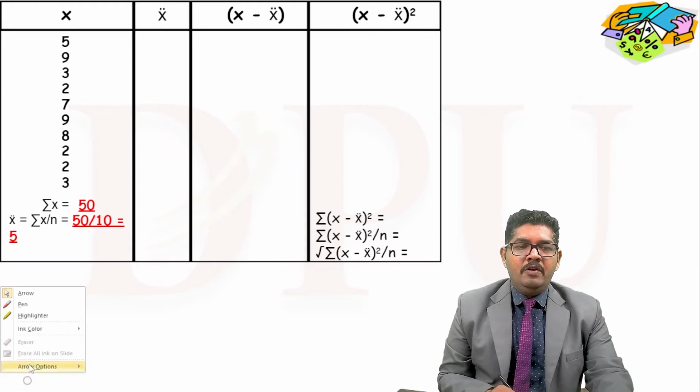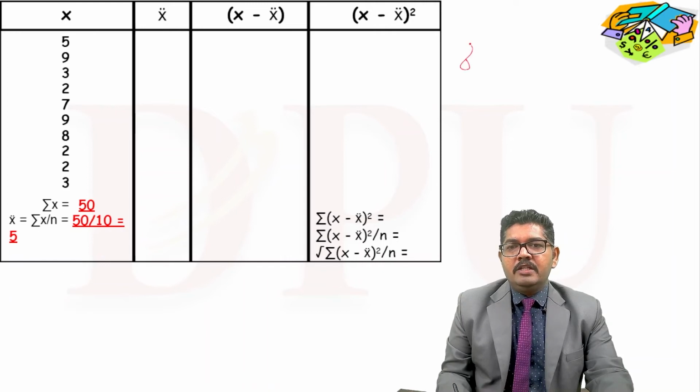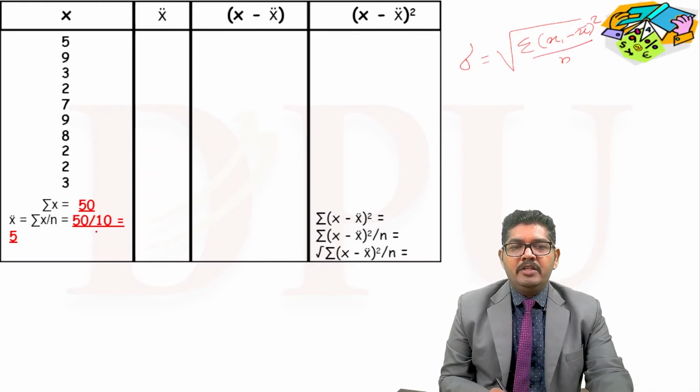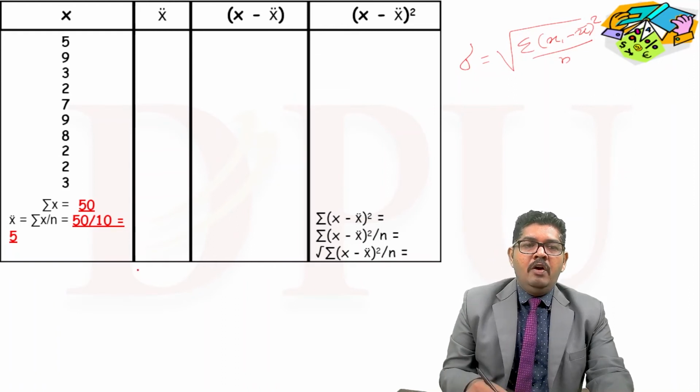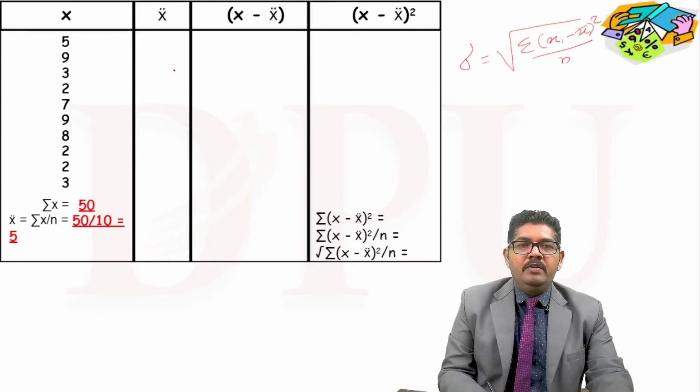So let me write down that formula again. Sigma is equal to root of the average of squared deviation, right? So we calculated x bar now. Summation of x was 50 and x bar is equal to 5. Now from this we can write down all these x bar values here, like 5, 5, 5, 5, 10 times, right? So this is how we can write down x bar values in the second column.